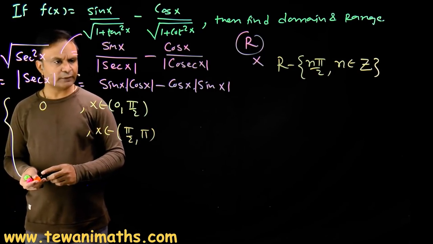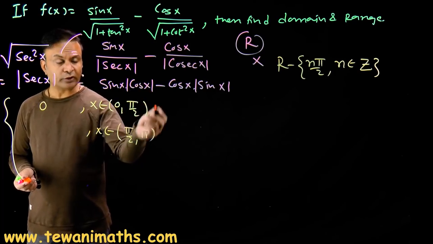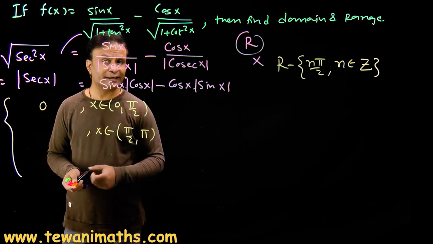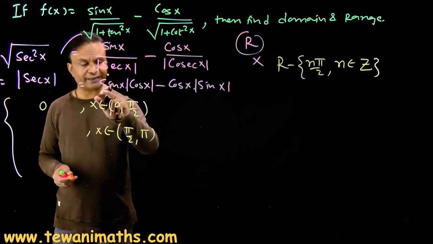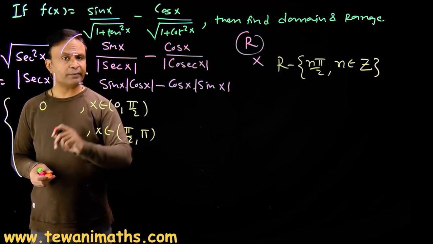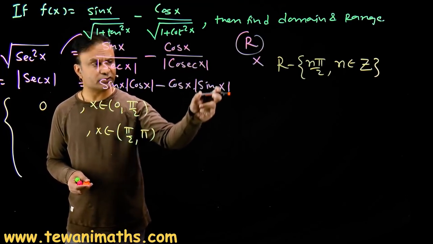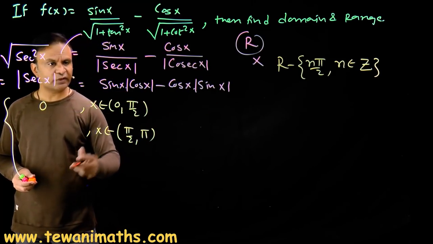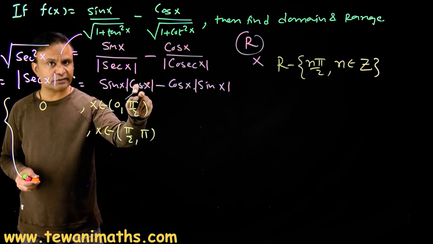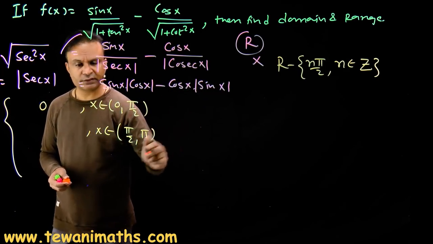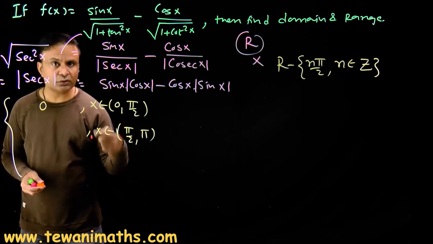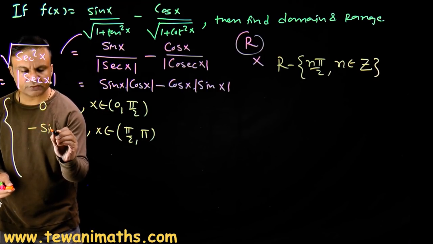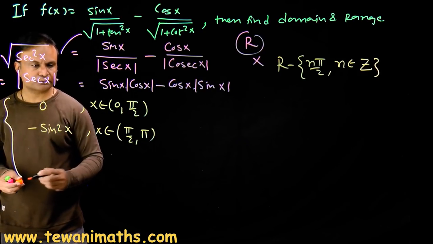In the second quadrant, modulus of cos x will be minus cos x, because cos x is negative in the second quadrant. So we have minus sin x multiplied by cos x, but sin x is positive. So here we have sin x in place of mod sin x. So we have minus sin x cos x minus cos x sin x. This is minus 2 sin x cos x, which is equal to minus sin 2x.